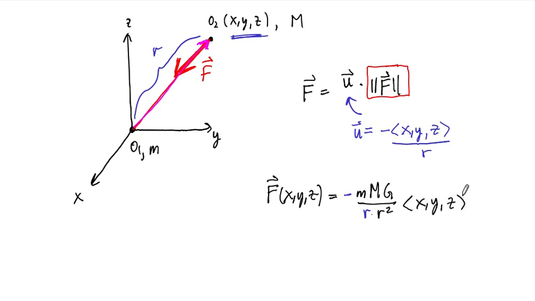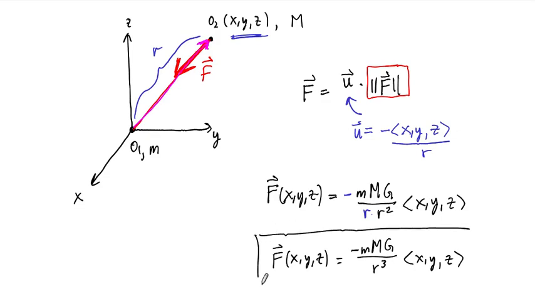x, y, z. Okay, and if we just combine this whole constant here, we end up with a formula for the gravitational force at any point in space, which is now given by minus the product of the masses times the gravitational constant divided by the radius cubed, times that position vector x, y, z. And the minus again makes this attractive, and so there's the formula for the vector field of the gravitational force.